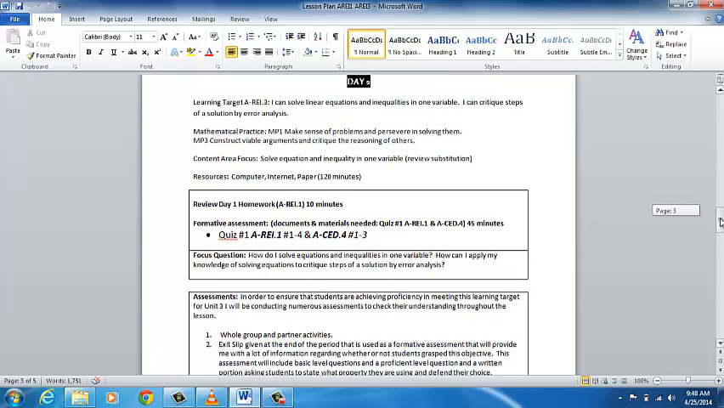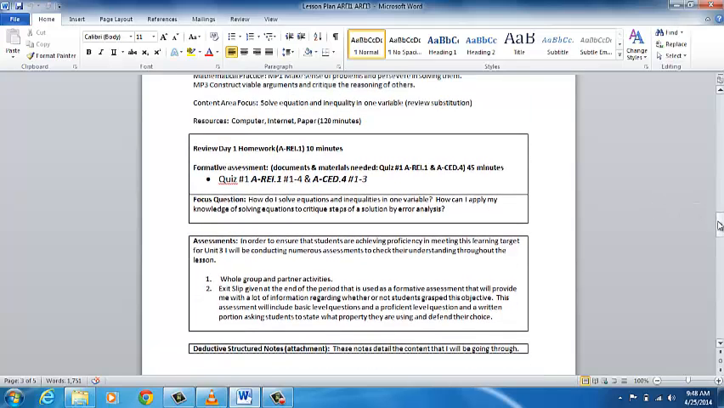Computer, internet, and paper will be needed for this 120-minute class. We'll begin class reviewing day 1 of homework of objective A.REI point 1, and our formative assessment will take 45 minutes. It will be quiz number 1, A.REI point 1, numbers 1 through 4, and A.CED point 4, numbers 1, 2, 3. Our focus question will be, how do I solve equations and inequalities in one variable? How can I apply my knowledge of solving equations to critique steps of a solution by error analysis?